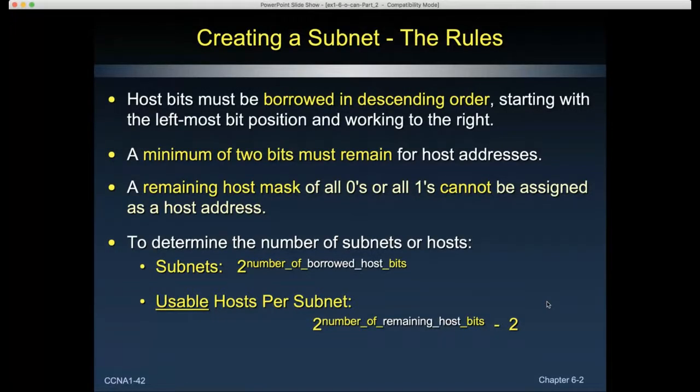We have to leave at least 2 bits for host addresses, and we can't give all zeros or all ones to a host address. It has to be a unique value. So how many subnets do I get?